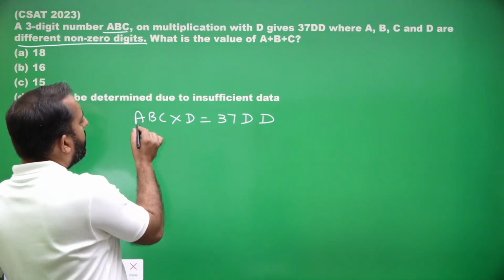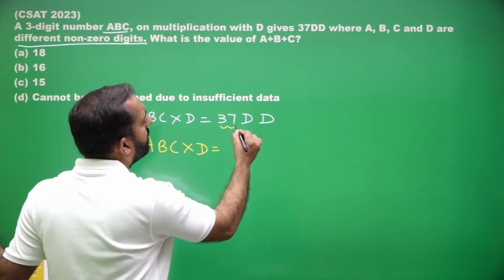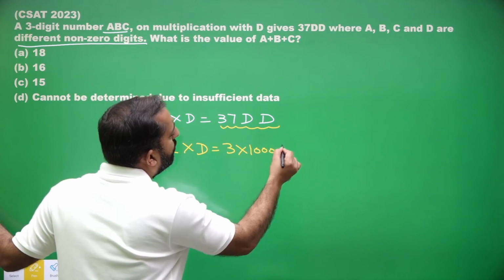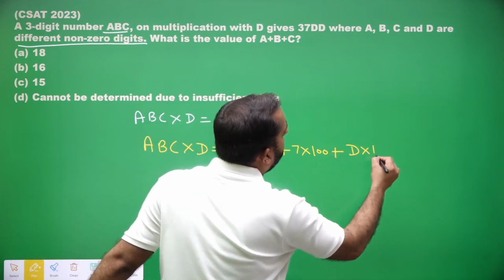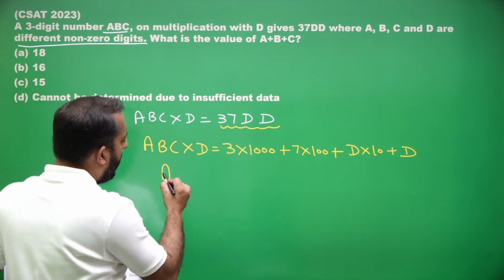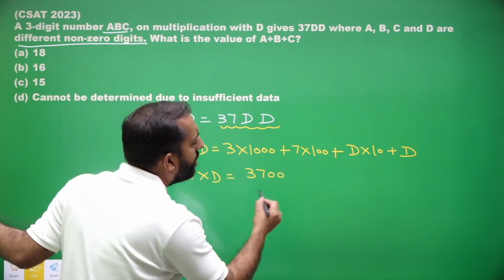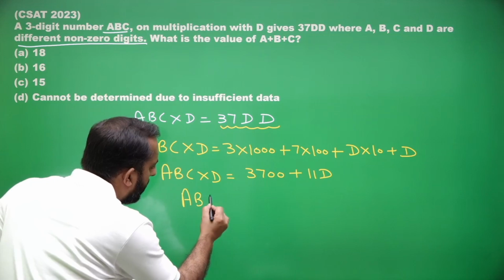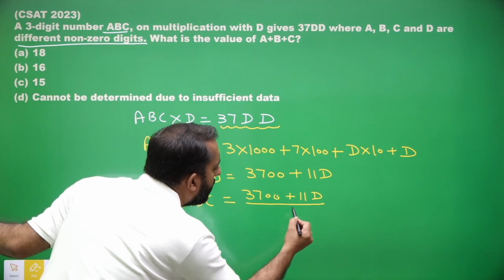Now, keeping ABC into D as it is, let's expand this 37DD. If I expand it, it's going to give us 3 into 1000 plus 7 into 100 plus D into 10 and the final D as it is. Solving it further, ABC into D will be equal to 3700 plus 11D. So ABC will be equal to (3700 plus 11D) upon D.